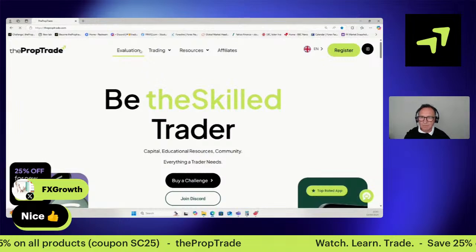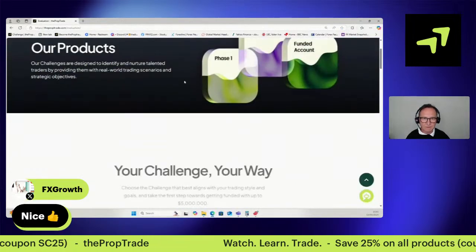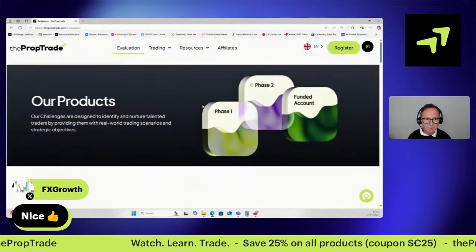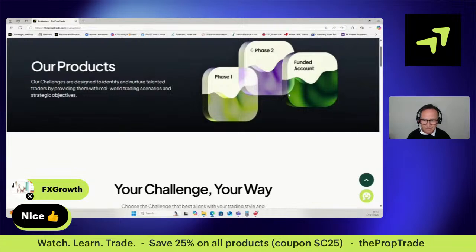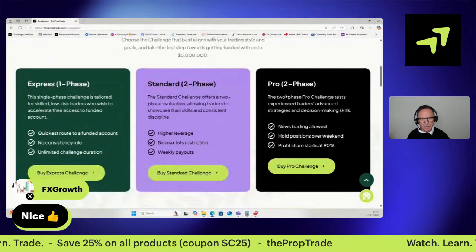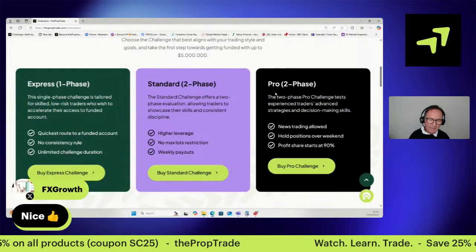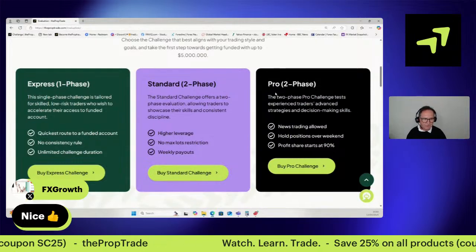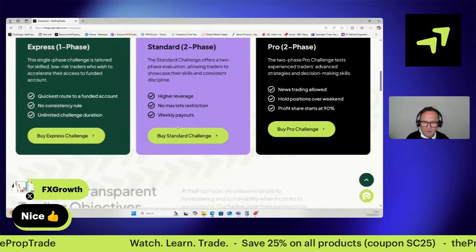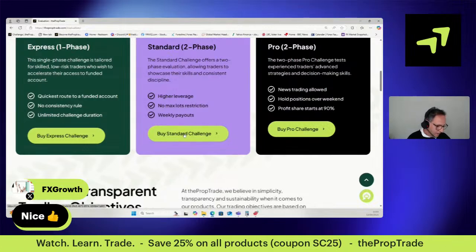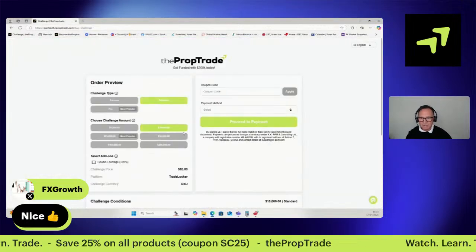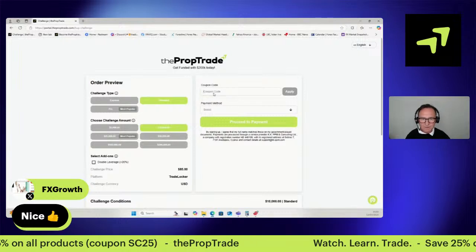And our evaluation accounts are here. As I say, you can do it in one step or two step. Most people take the two step to get a funded account. These are simulated accounts, remember, but using live liquidity feeds. And it's a very cost-effective way to get into the world of trading.